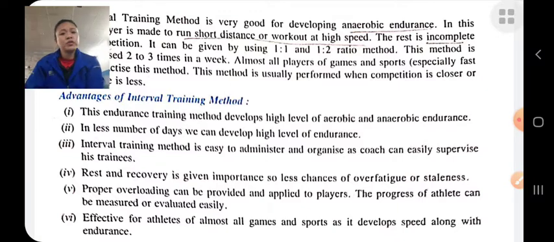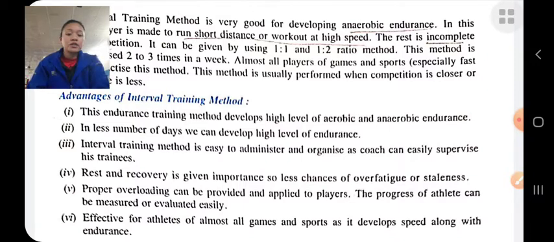Therefore it is good to administer. In interval training methods, the athletes get rest and recovery time, therefore the chance of fatigue or injury is less. And proper overloading can be provided and applied to a player. We should load step by step.